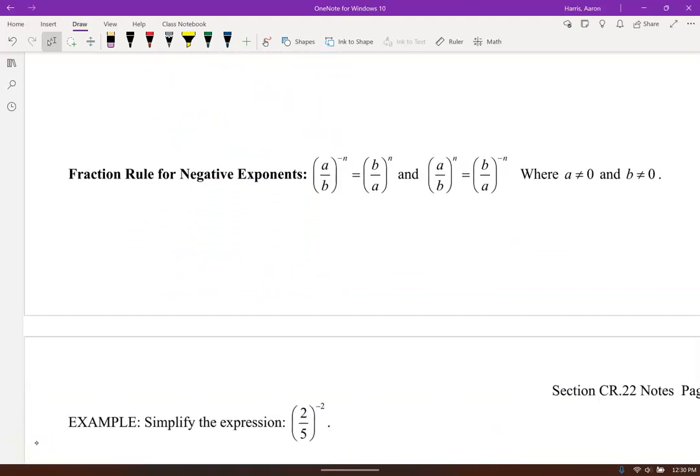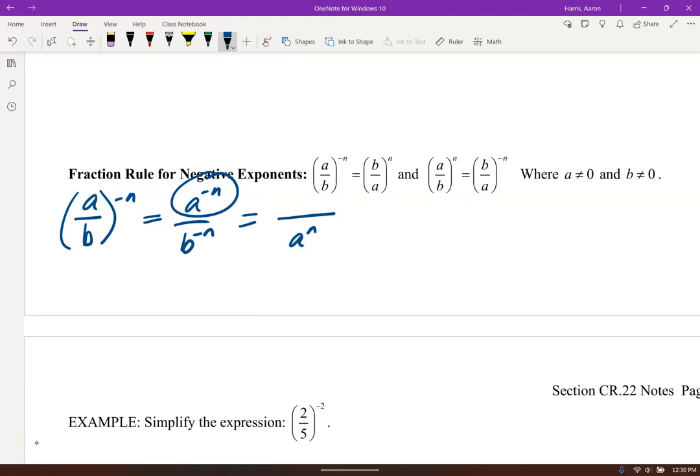Fraction rule for negative exponents. So a over b to the negative n. Let's apply what we know already. That's a to the negative n over b to the negative n. Well, a to the negative n will go down and become a to the n. B to the negative n will go up and become b to the n. That's why this is true.